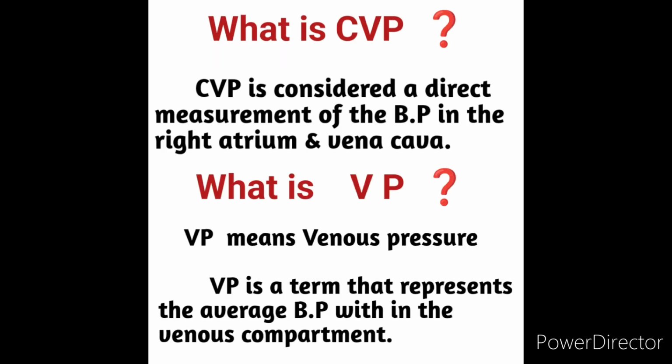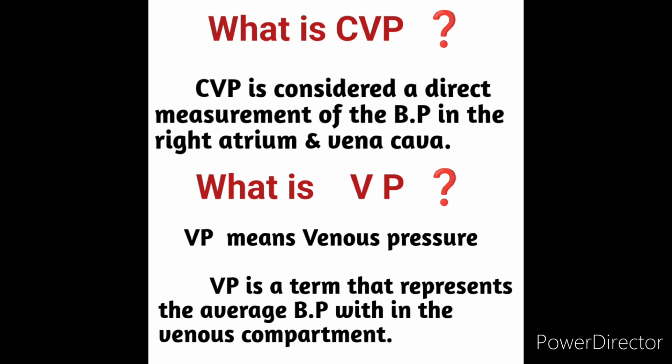Here, what is CVP and what is VP? CVP means central venous pressure, and VP means venous pressure. CVP is considered a direct measurement of blood pressure in the right atrium and vena cava. We just discussed that, so no need to discuss CVP again here. Next, we will see what VP is.